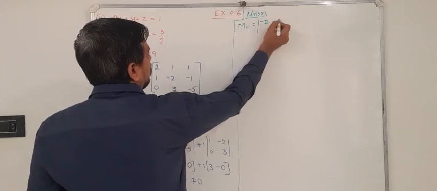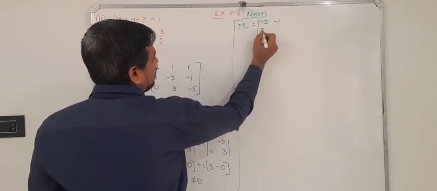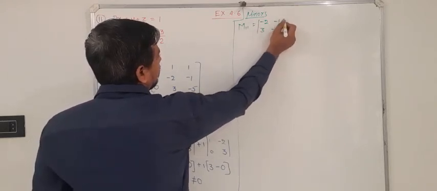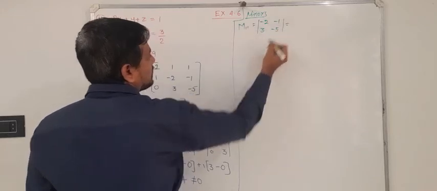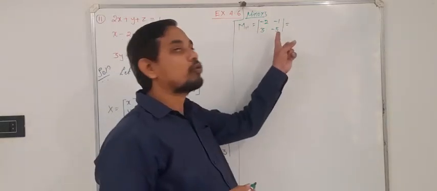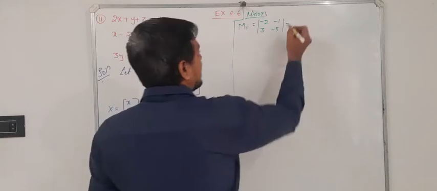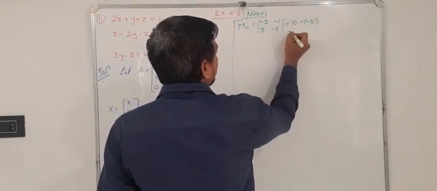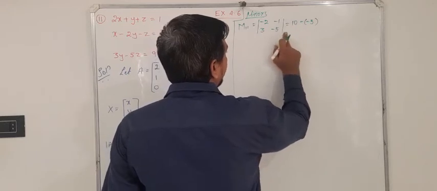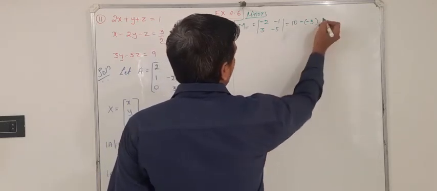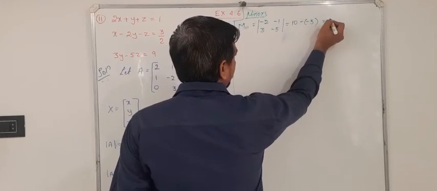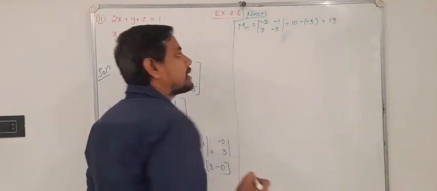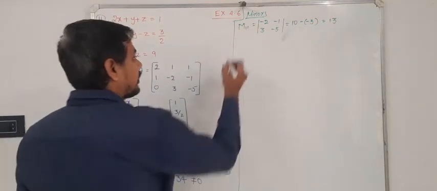Minus 2, minus 1, 3, minus 5. So this is how much we get? Minus 2 into minus 5, plus 10, minus of minus 3. So how much we get? 13. 10 plus 3 is 13. M11.